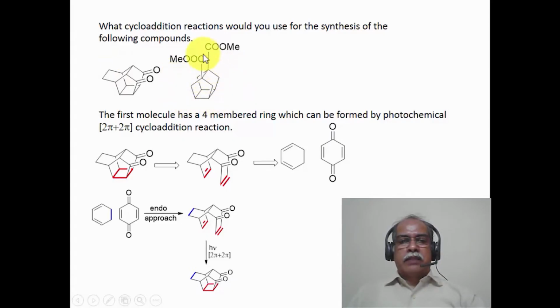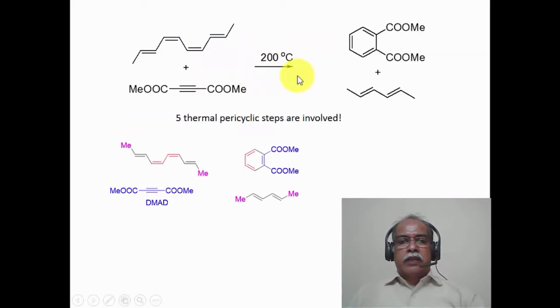Already a clue is given that dimethyl acetylene dicarboxylate is 1 unit, and imagine that this 4-membered ring is going to be formed by a 2,2 cycloaddition process of a suitably substituted precursor for synthesizing this molecule. So solve this problem yourself so that it gives you some exercise in terms of identifying the process involved and the starting materials involved in the synthesis.